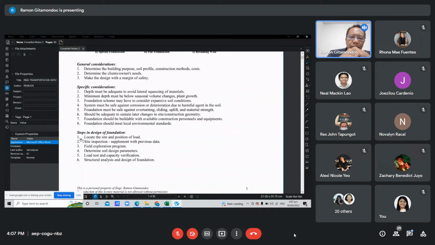So your footing should be placed below the layer that keeps changing its volume, because that will cause the structure to move, and we don't want the structure to keep on moving together with the soil. Then also plant growth. If there is a tree adjacent to the structure, it is good to place the footing below the roots.